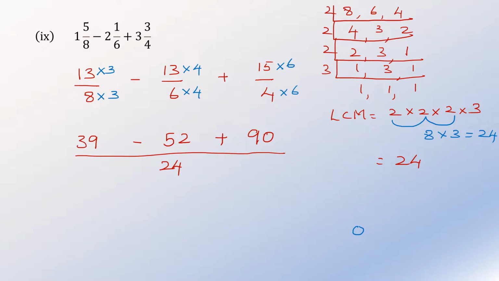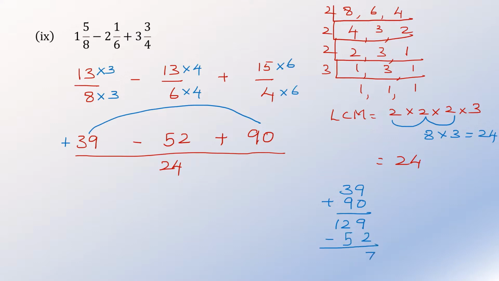Now let's add up the numbers which have the same sign. So this has a plus sign. 39 has a plus sign and 90 has a plus sign. So we need to add up these two numbers. So 39 plus 90. So that becomes 9. 9 plus 3 is 12. 129. Now minus 52 from this.